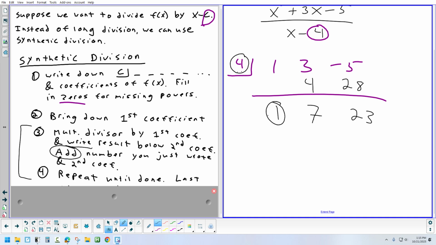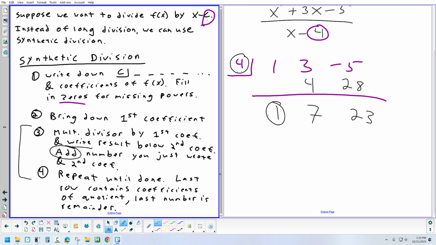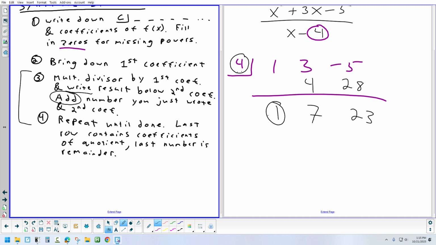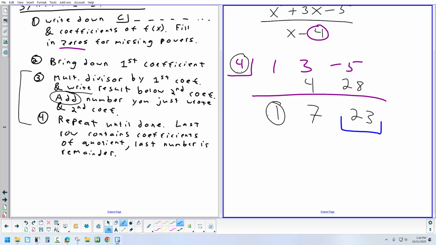Now we just got to interpret that last row, 1, 7, 23, and see what it means. In that last row, the numbers you're looking at are your quotient and your remainder. This is your remainder. That is your quotient. So if you had to write your answer as quotient and remainder, well, remainder is 23. And the quotient is 1x plus 7.